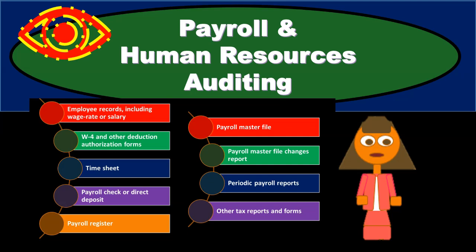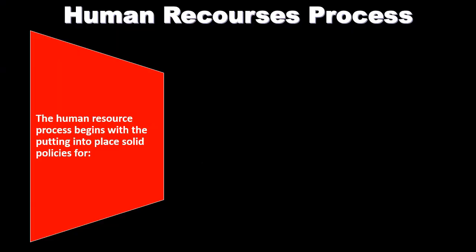Obviously, the ones that are most concerning to us are the things that affect the financial statements, and that includes the withholding of payroll taxes. But there's other things that could include the internal controls as well, including the hiring and firing process of the employees, of the personnel. We'll start off talking about the human resources process. So what is the human resources process?